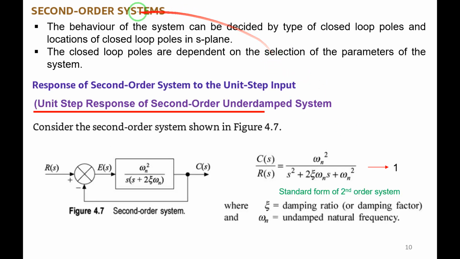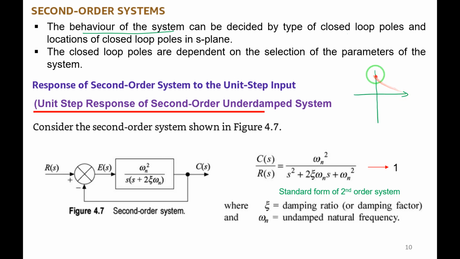The next topic is the behavior of the system, and how we can decide it. The behavior of the system can be decided by the type of the closed loop poles and the location of the closed loop poles in the S plane. Yes, you know that. I will show you roughly the diagram.